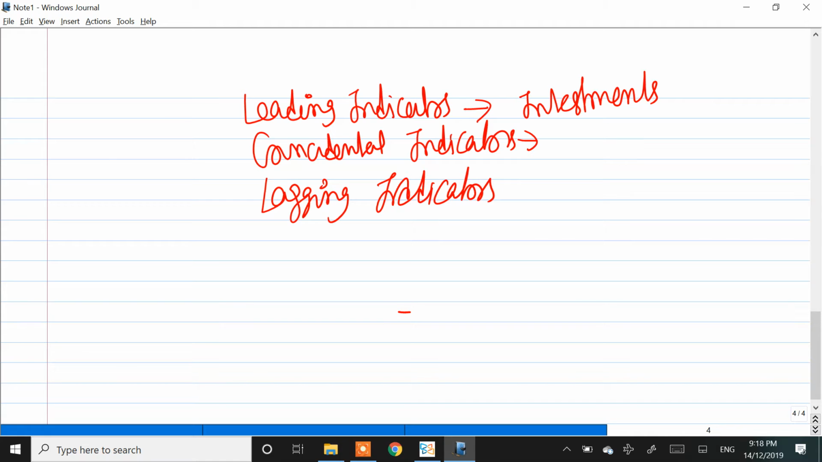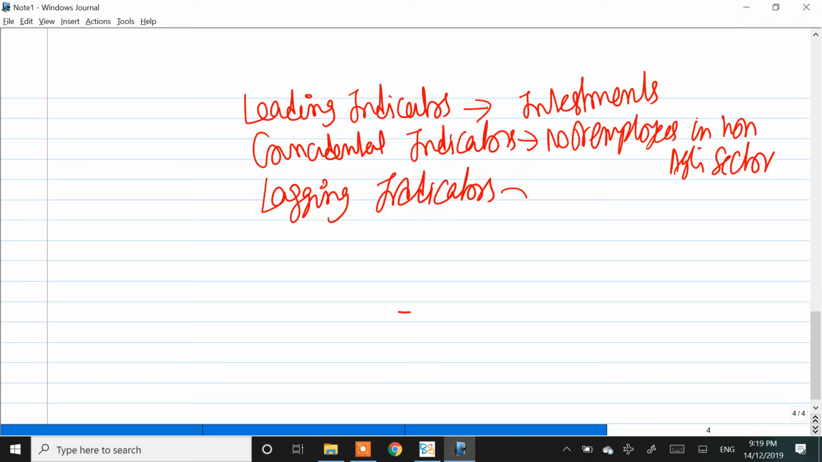Coincidental indicators can move up, can move down. There may not be much linkage to the economic growth in these indicators. The economy may be growing, but still it may come down or it may go up also. So coincidental indicators are not exactly linked to the economy side. An example of a coincidental indicator is the number of employees in the non-agri sector. Now this can go up, can come down depending on the economic variables, but there is no major linkage per se.